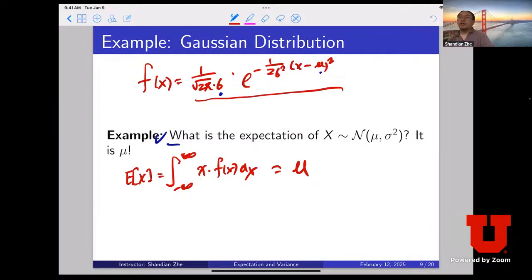Again, this is a very well-known result. And that's why when people talk about a Gaussian distribution or a normal distribution, we ask, what is the expectation parameter? Because once you specify the mu, the PDF itself will lead you to the expectation being exactly mu. Okay, any question regarding this?